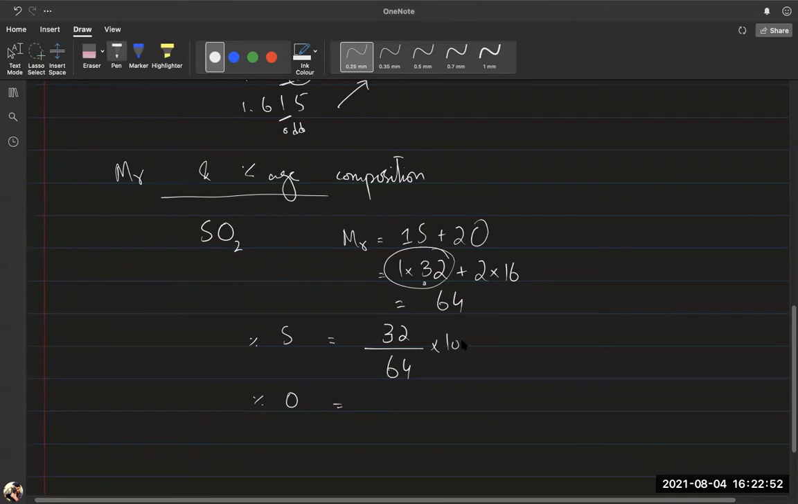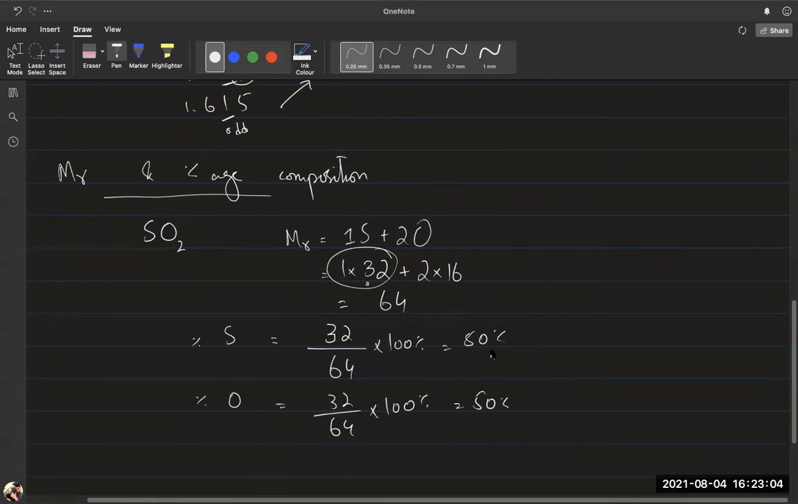So you multiply this by 100%, and that's how you do it. This one is also 32, so 32 over 64 times 100%, which is 50%. The ratio method is also very useful there. You can say that 64 is the 100%. In the case of sulfur, we have 32 for sulfur, so that is X%. You cross multiply and you get X equal to 50%.